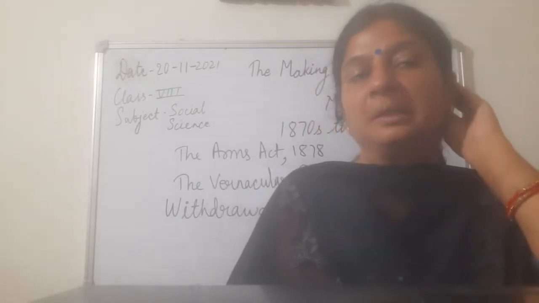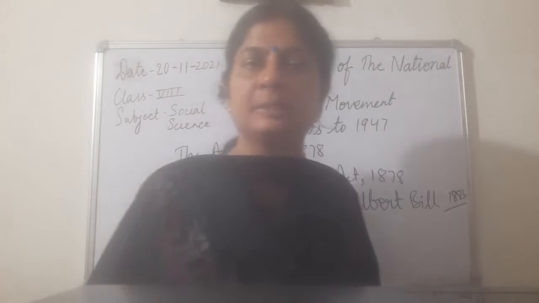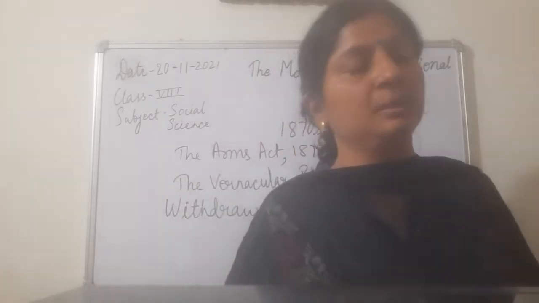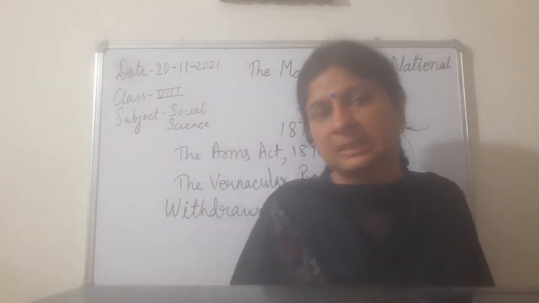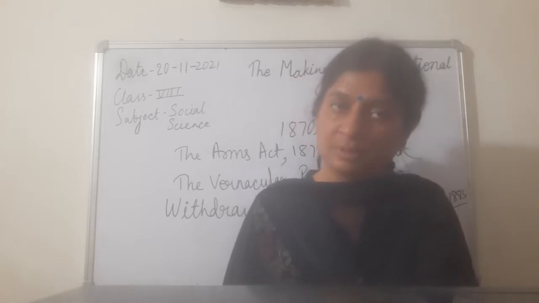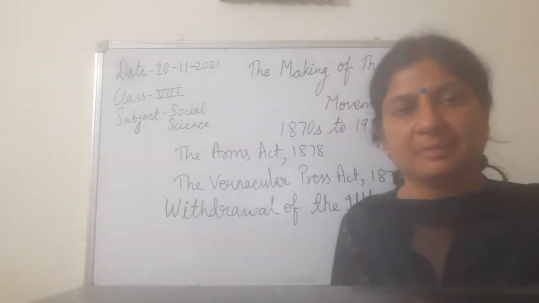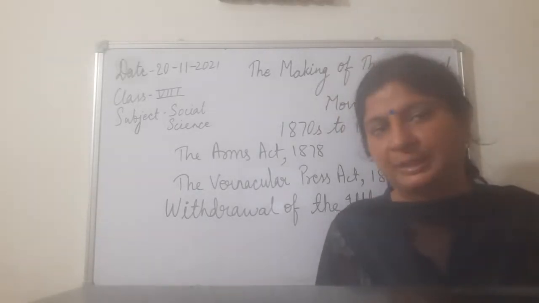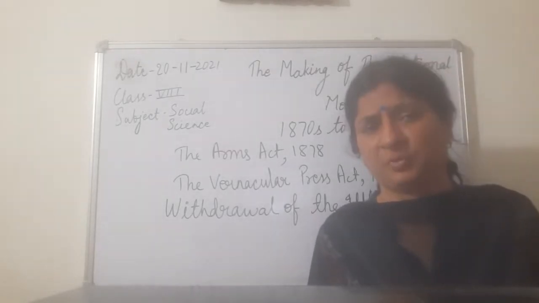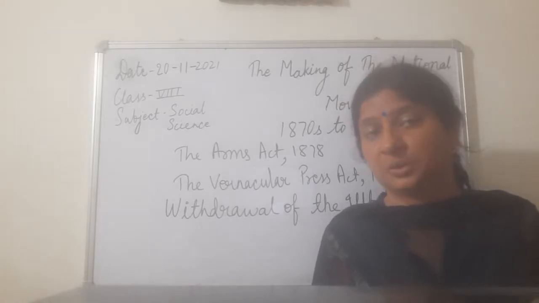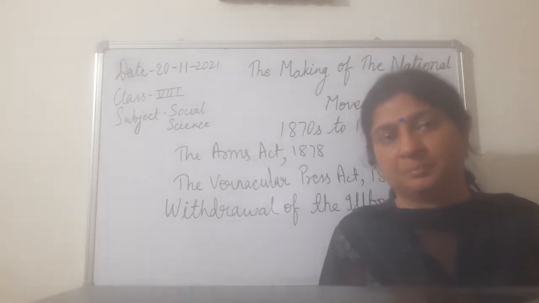We are doing the chapter The Making of the National Movement 1870s to 1947. And under this chapter, we are doing some causes which led to the intensification of discontentment among Indians against the British rule in the 1870s and 80s. We have discussed the Arms Act of 1878, then the Vernacular Press Act of 1878, and then the withdrawal of the Ilbert Bill, which was presented in 1883, but could not be passed because of the opposition of the white members of Parliament of Britain.